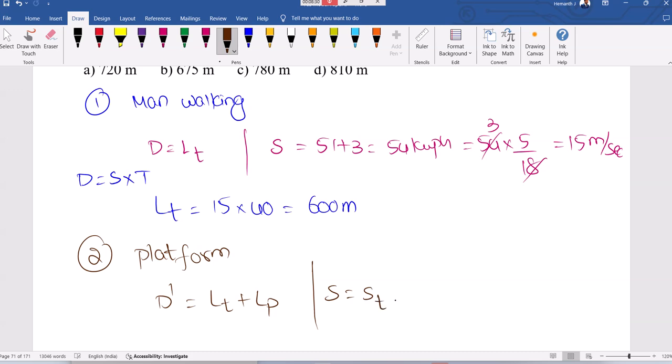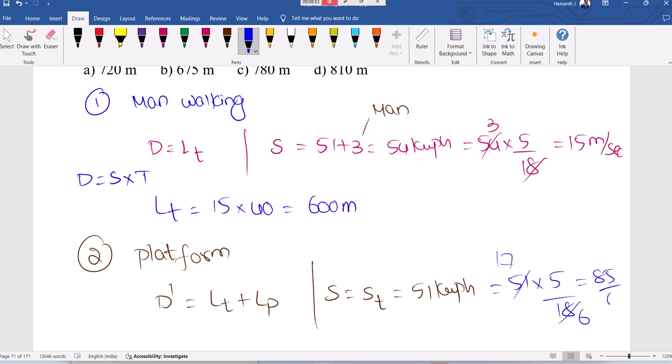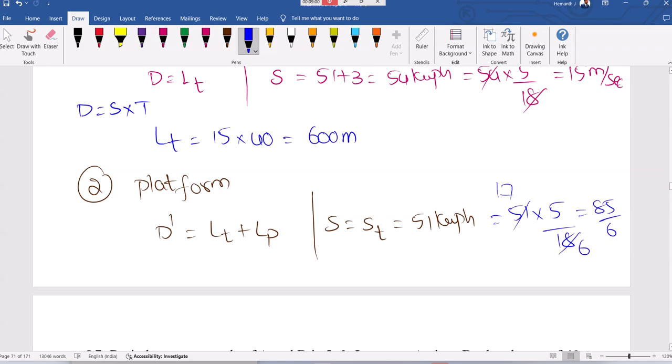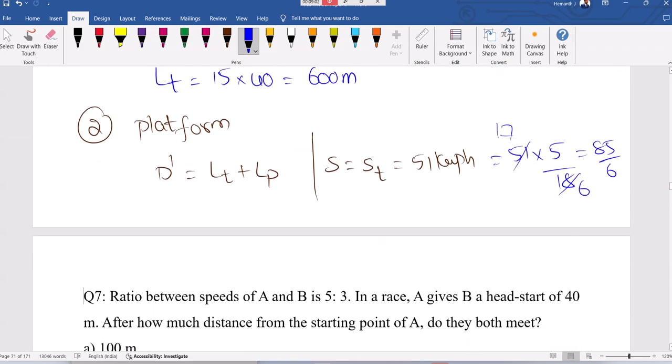Speed is equal to the speed of the train only, which is 51 kilometer per hour, not 54, not 15 meters per second. So again, we need to convert. Which is 85 divided by 6 meters per second. Okay. Distance is speed into time. Timing is 90 here. You can apply.